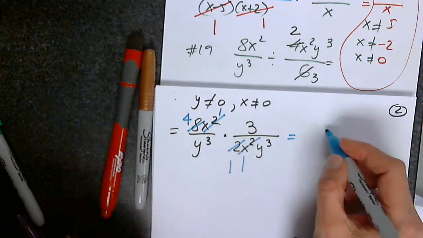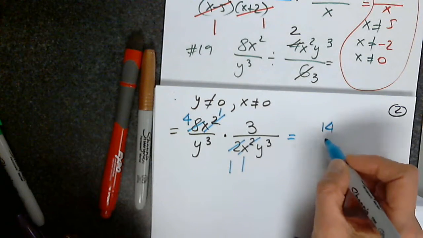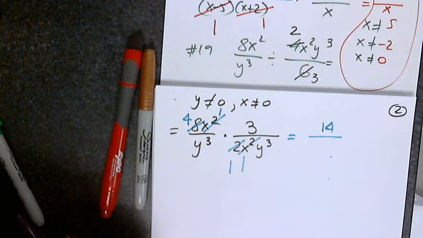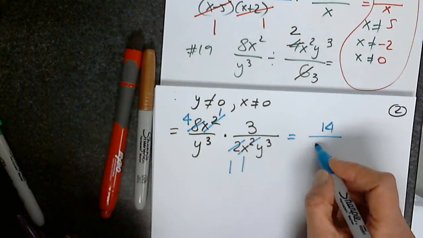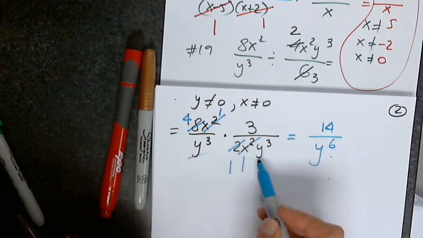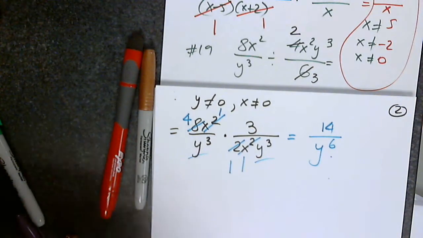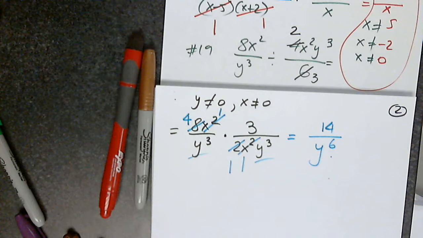The numerator only has 12, right? And the denominator has y to the 6th. This y times this y. And there is nothing else. Copy the base and the exponents.